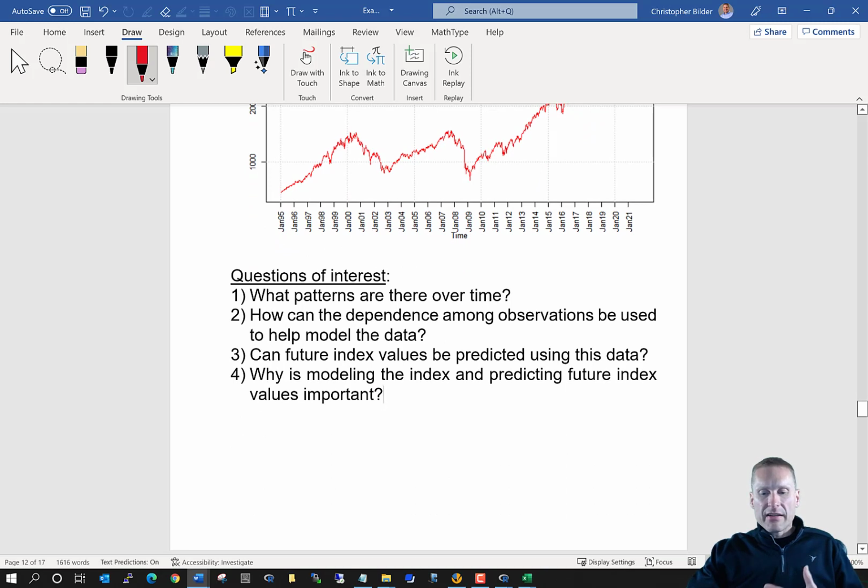Why is modeling the index and predicting future index values important? Well, in this case, it's money. We want to make money. We want to know what's going to happen over time.